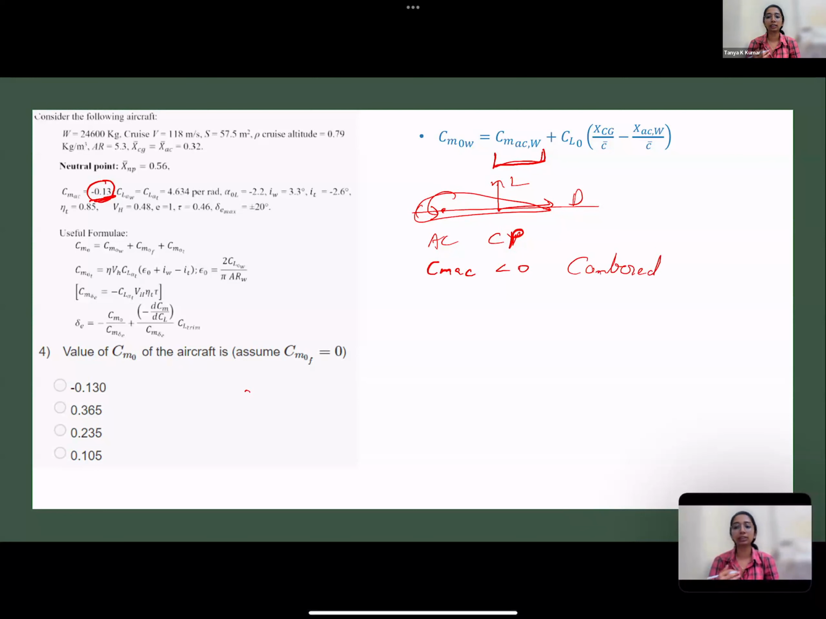Now, if it was symmetric, what would the difference be? CMAC will be 0 or positive, or will it still be negative? For cambered, it is negative. If it was symmetric, what changes would come, or would there be no change?